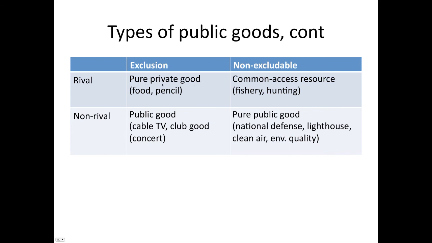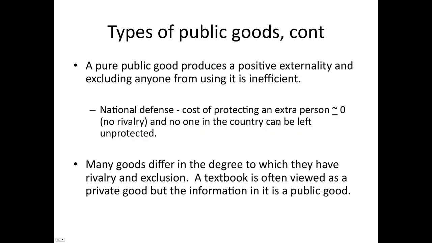The thing that's important is to recognize that there are some very gray scales here, ranging from a pure private good on one end of the spectrum to a pure public good on the other end of the spectrum. And so a pure public good produces a positive externality, and excluding anyone from it is inefficient. So for instance, with the example of national defense, the cost of providing for one extra person is about zero. There's no rivalry. And no one in the country can be left unprotected. And so we know in that case that it's going to end up being a pure public good.